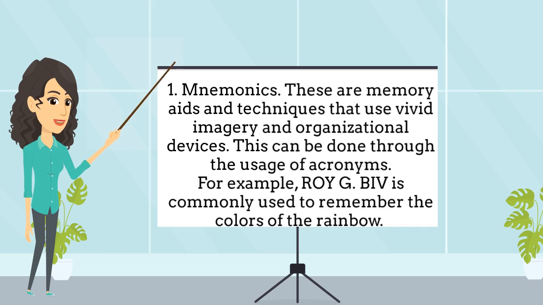Number 1. Mnemonics. These are memory aids and techniques that use vivid imagery and organizational devices. This can be done through the use of acronyms. For example, Roy G. Biv. This is commonly used to remember the colors of the rainbow.